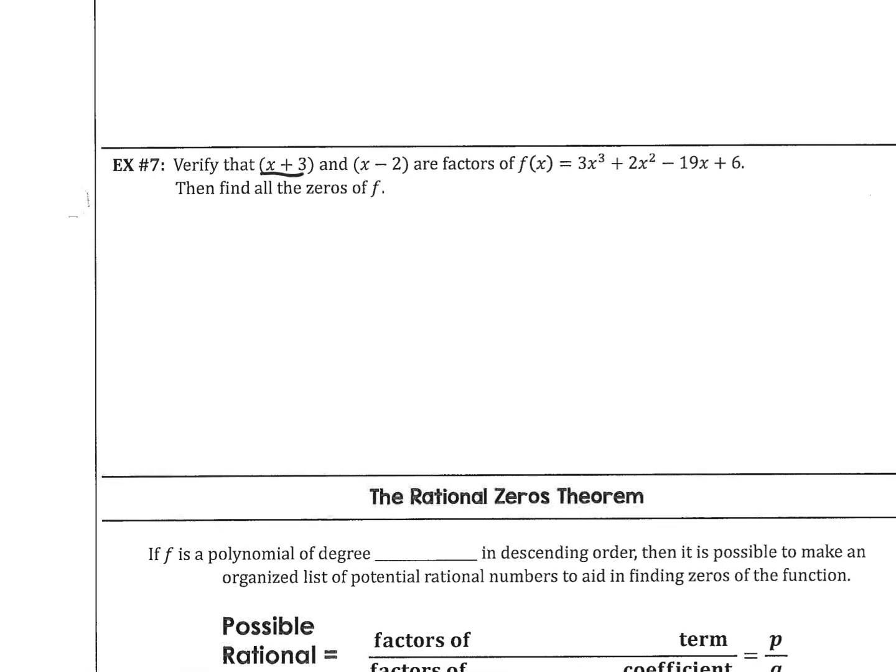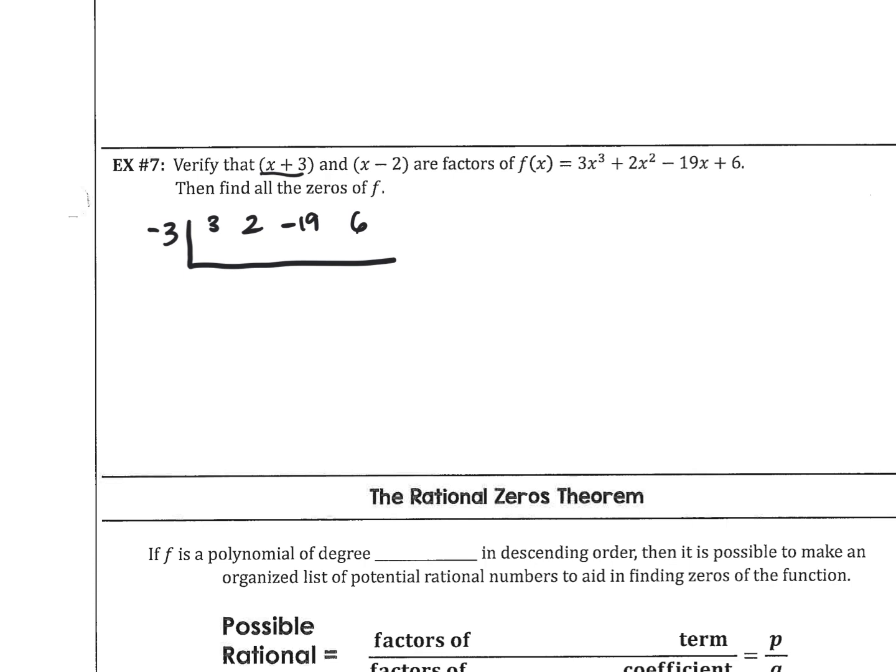X plus 3. What goes on the outside? We're going to test and see if this is a factor. We want to verify it. So negative 3 goes on the outside. What goes across the top? 3, 2, negative 19, and 6.